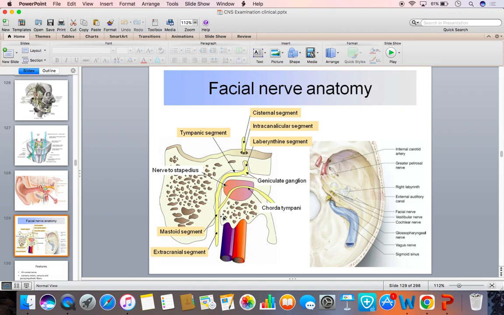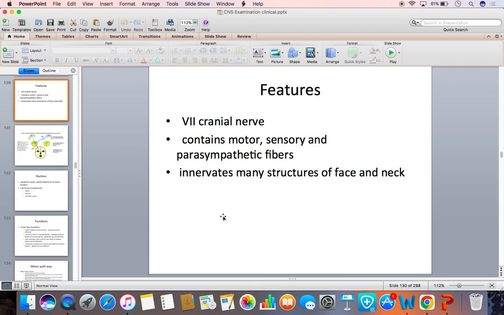so it is subjected to inflammatory injury when there is otitis media and other inflammatory conditions in the temporal bone. Then coming to the features of the facial nerve: the seventh cranial nerve contains motor, sensory and parasympathetic fibers. It innervates many structures of the face and neck.